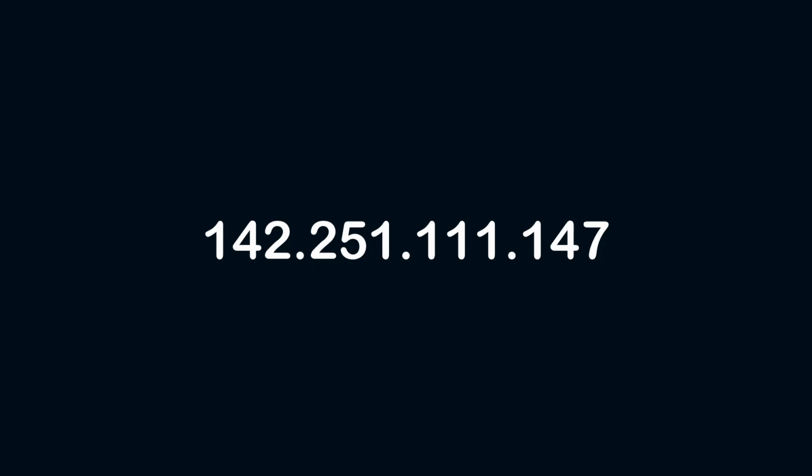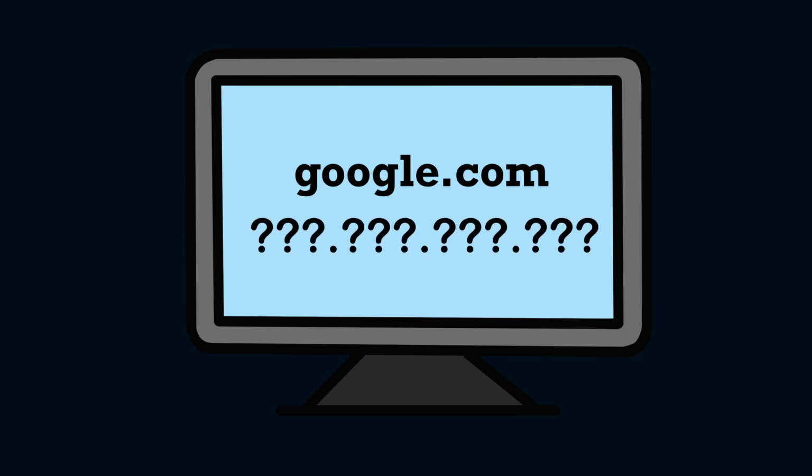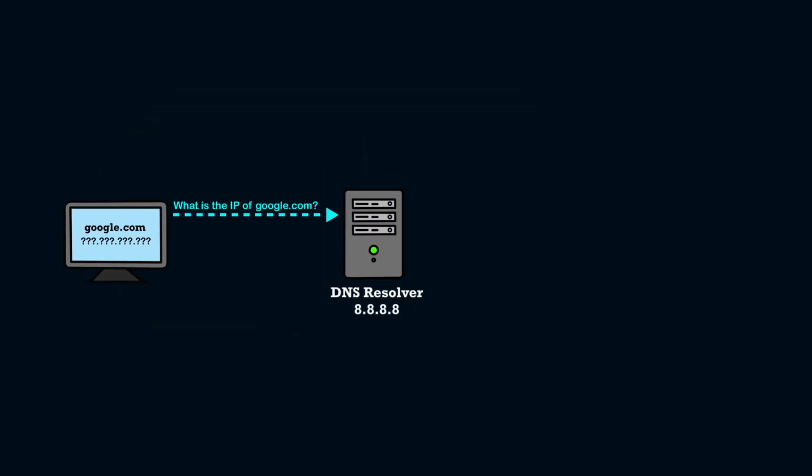So how do we resolve domain names to an IP address? Well, when you try to visit a website like google.com, your computer needs to know the IP address of the server that hosts these resources. So your computer sends a DNS query to a DNS resolver, also called a recursive DNS server, asking for the IP address of the domain. This resolver is often provided by your ISP, but you can also use public ones like Google or Cloudflare.